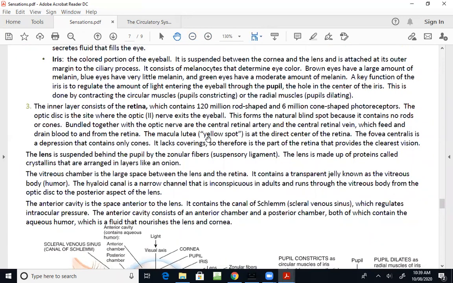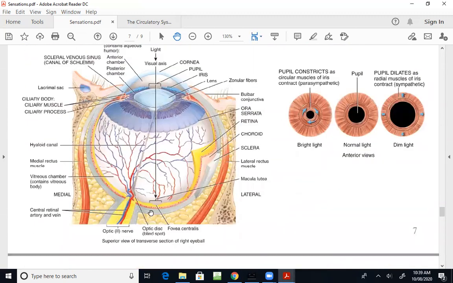The macula lutea, or yellow spot, is the direct center of the retina, and the fovea centralis is a depression that contains only cones, lacks coverings, so is therefore the part of the retina that provides the clearest vision. Anybody ever heard the term macular degeneration? It's a common issue where people start to lose good vision. Macular is for macula. We want as much light hitting here, and that's great because it's going to go straight into it. You start having degeneration there, your vision is going to really suck, especially stuff that's straight on.